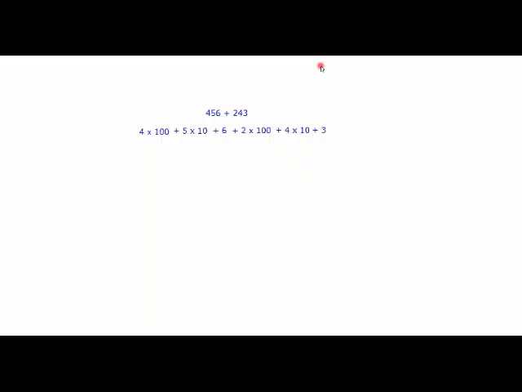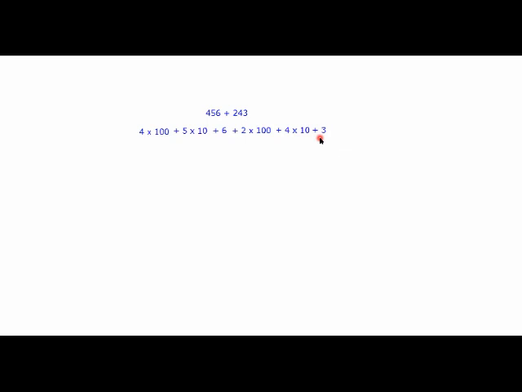So when you get to textbook 2, Gatenio is going to have you write out numbers according to place value like this. You'll see 456, and he's going to have the student write 4 times 100 plus 5 times 10 plus 6, and then plus 243. We would write plus 2 times 100 plus 4 times 10 plus 3. And the reason we're going to do that is we're looking at adding things that are the same.